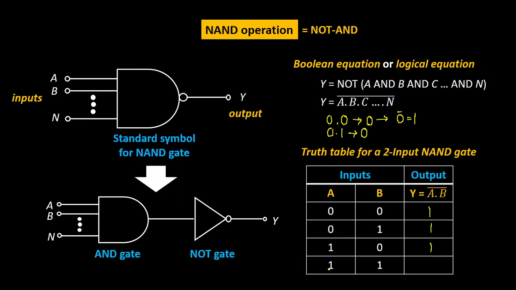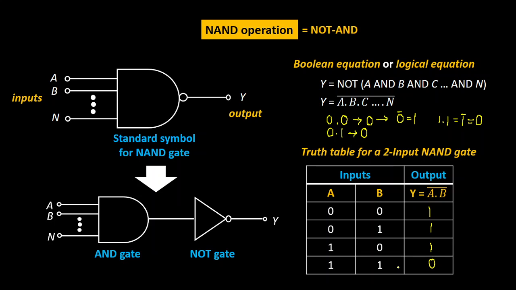But when the inputs are 1 and 1, the AND gate's output is 1, but for the NAND gate, it needs to be complemented. So after complementing, 1 becomes 0. Therefore, the output for the last input is 0. So this is the NAND gate operation and its truth table.